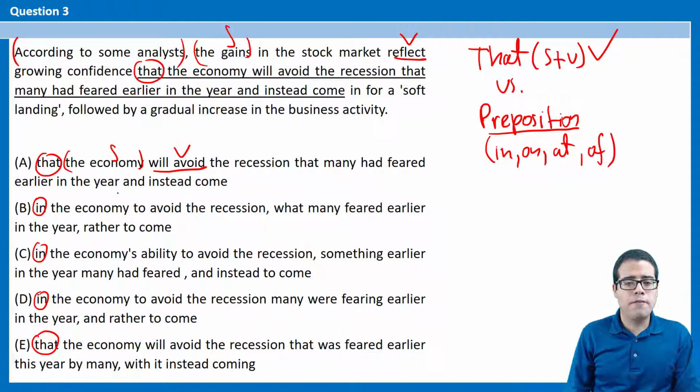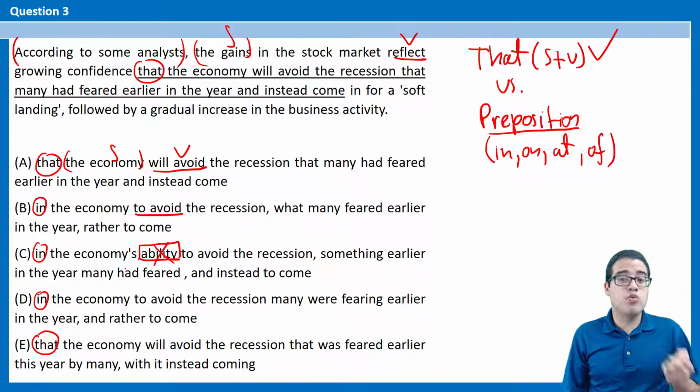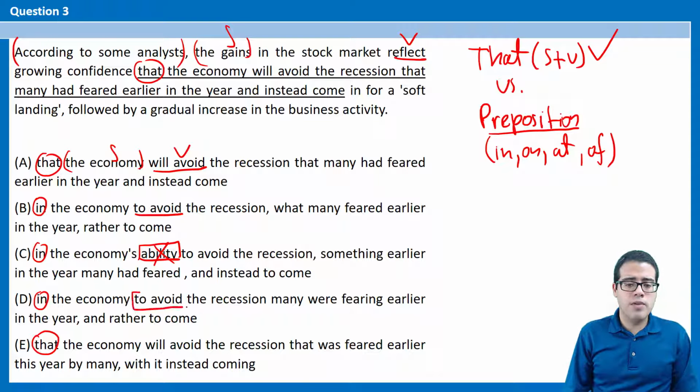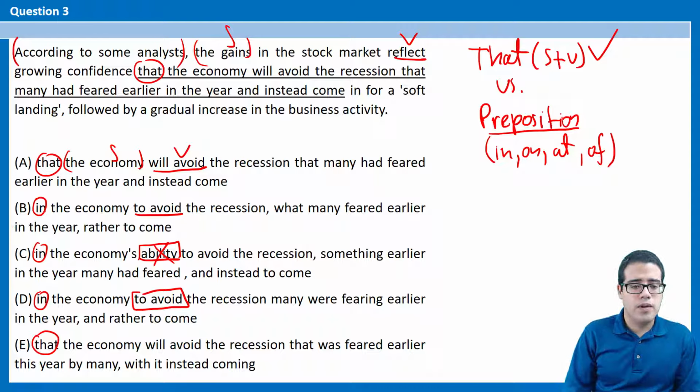Now, you don't have confidence in the economy to avoid, that is not idiomatic, or the economy's ability, well, the economy cannot really have ability. Maybe the economists do, but not the economy itself. So, using the expression confidence in the economy to avoid is not idiomatic. You could have confidence in the economy, but not in the economy to do something, okay? So, C is wrong, D is wrong, B is wrong. It's either A or E.